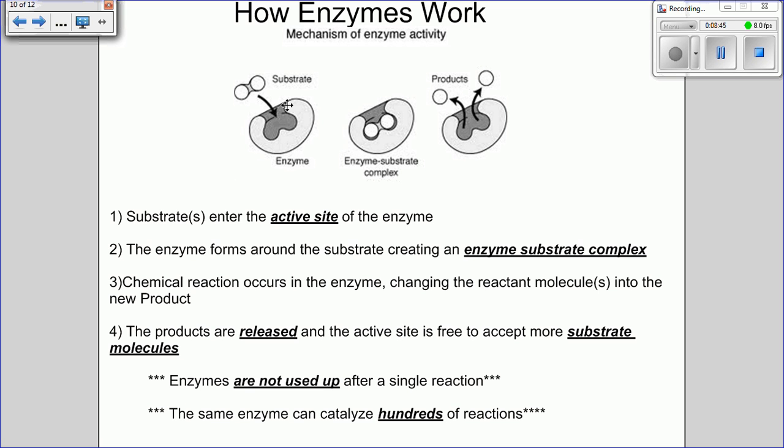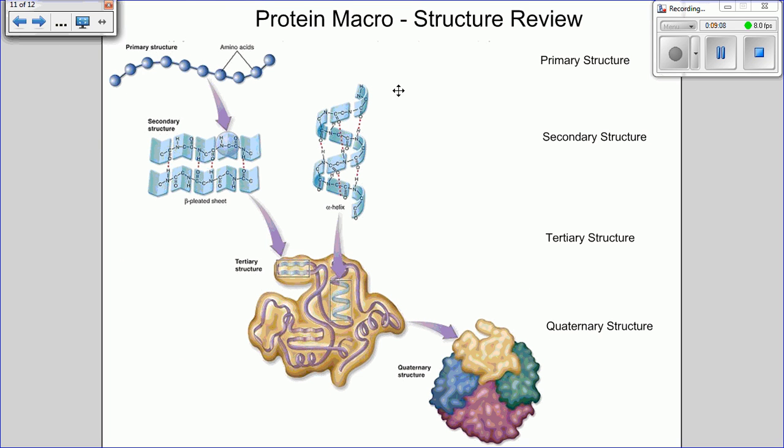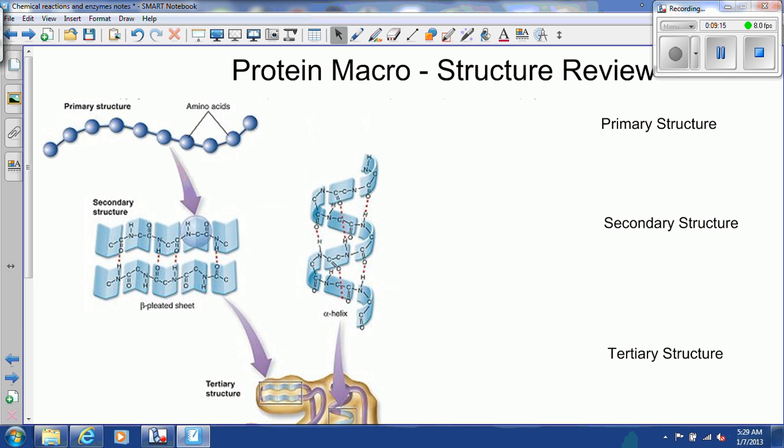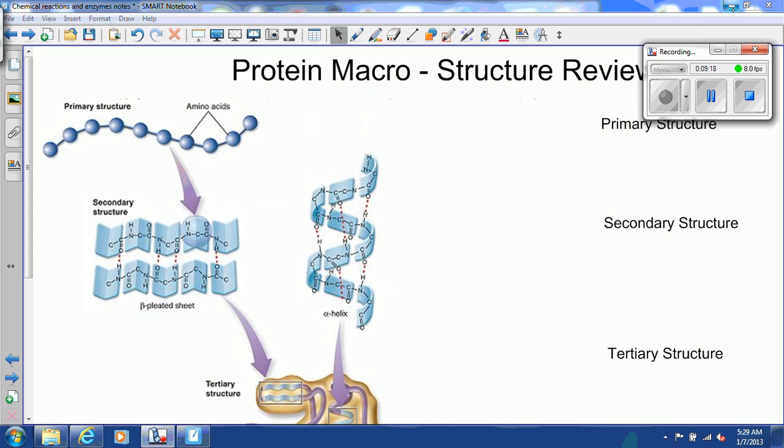Believe it or not, your enzyme is not used up during a chemical reaction. Once it releases its products, it's going to go back and do the same thing over and over again. So enzymes are not used up after a single reaction. Instead, the same enzyme can catalyze hundreds of reactions. We're going to talk about protein structure tomorrow, but for now I'm going to show you a brief little video on some things that can affect enzyme function.